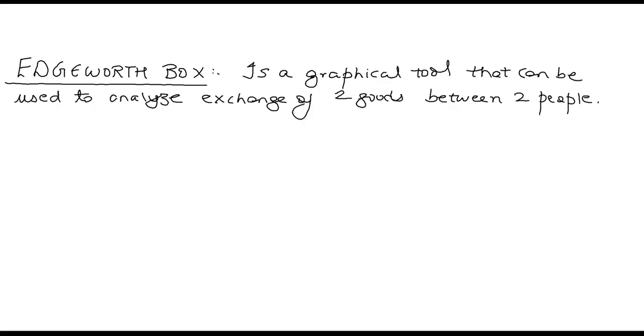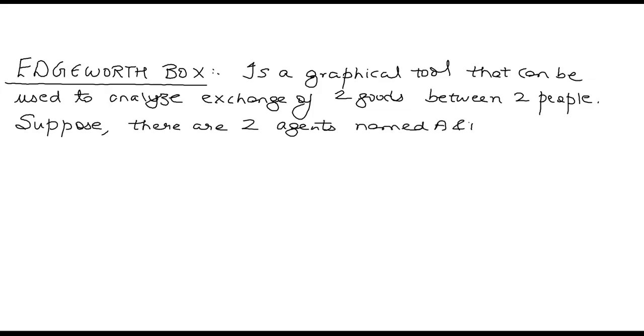Now let's get deeper into it. Suppose there are two consumers, or let's call them agents, named A and B. And there are two goods, 1 and 2.